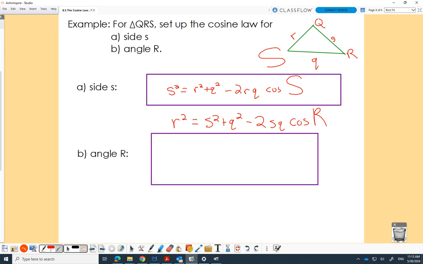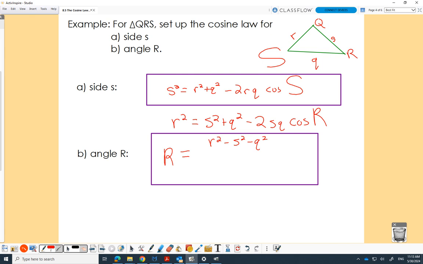Okay, to get angle R, very slowly. Don't let me get away with it. Don't just like, yeah, Mr. Todd must be right. Watch what I'm going to do. I'm going to go, okay, to get angle R, I got to take R squared, but then I'm going to have to subtract off the S squared and the Q squared. Those are going to have to move over to the other side.